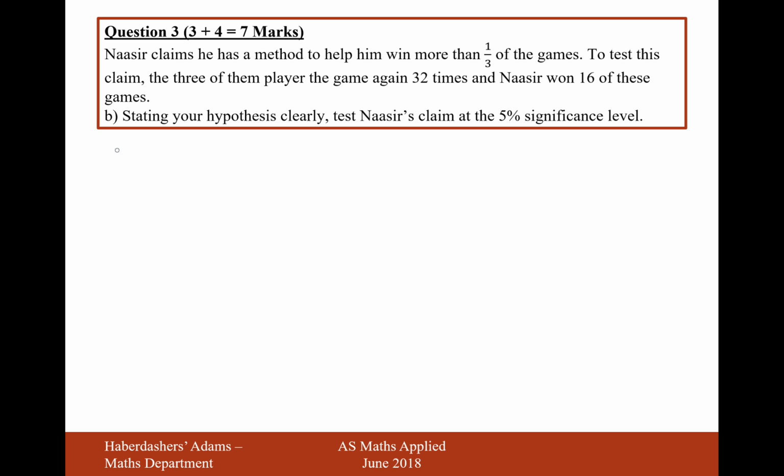Okay, with this question here, we have to set up our binomial distribution first. So we're trialling it now for 32 times, and we have a probability chance of winning of what we assume to be a third until we're proven otherwise. The null hypothesis, which we label H0, is that the probability will remain 1/3.